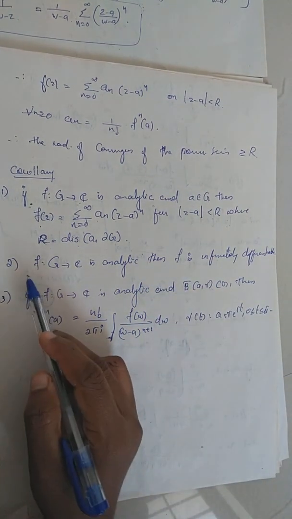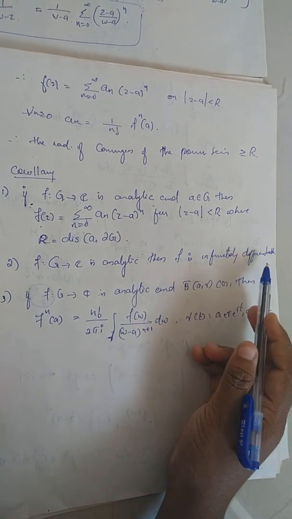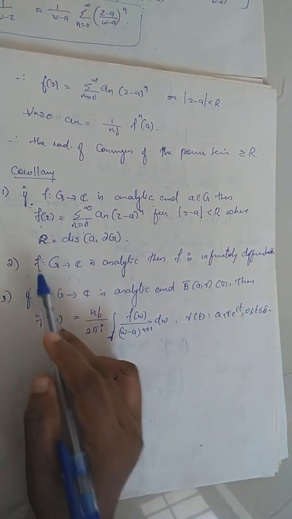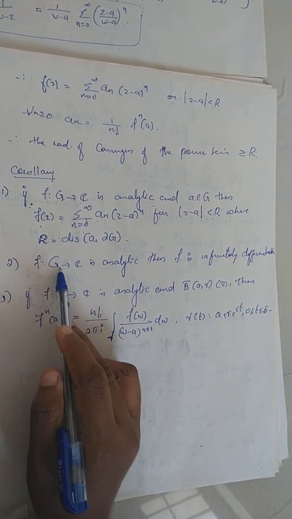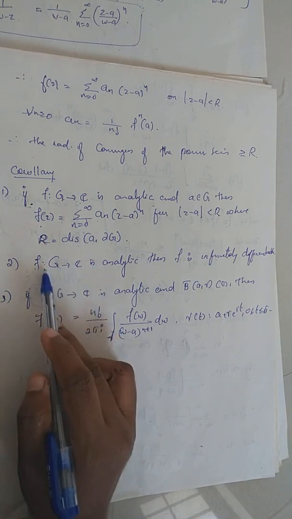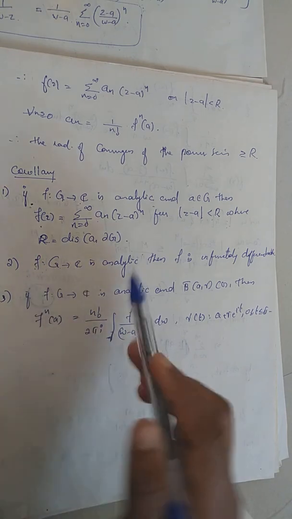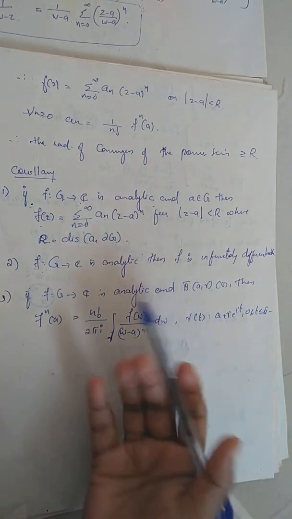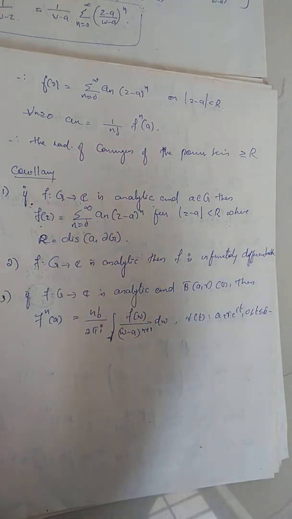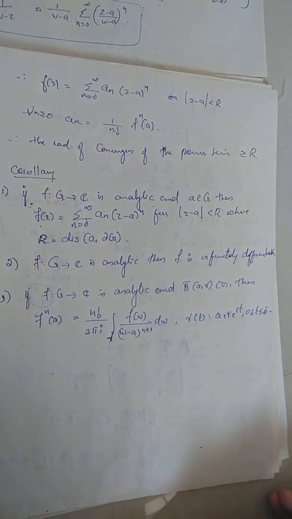This is obvious from the theorem. And for the second one, when f from G to C is analytic, then f is infinitely differentiable. Because when f is analytic, we can apply this theorem for f. And you know, when f is analytic, f' exists and is continuous, so this theorem can be applied for f'. And again we can continue this for successive derivatives. That means f will be infinitely differentiable.